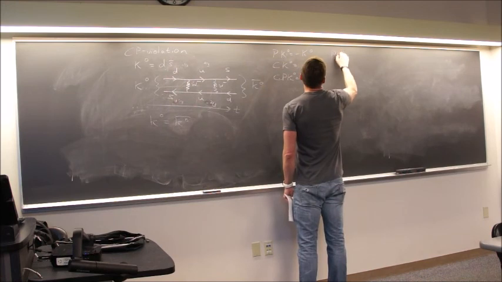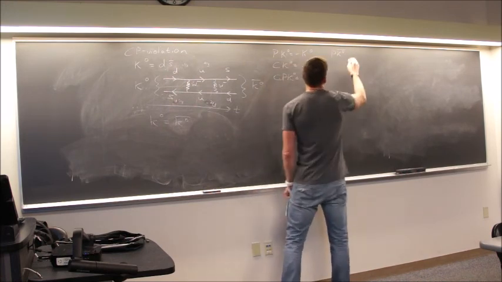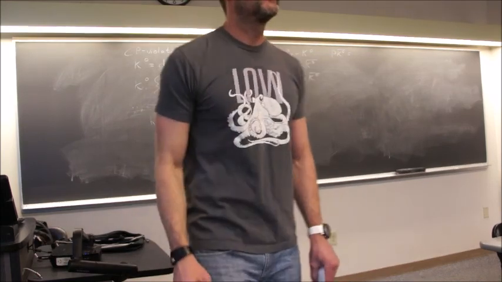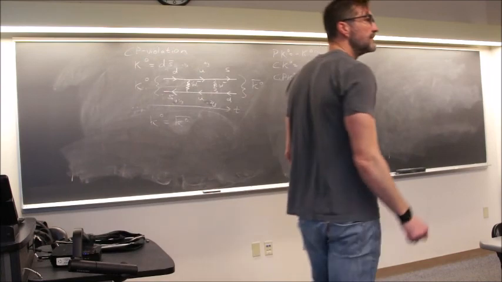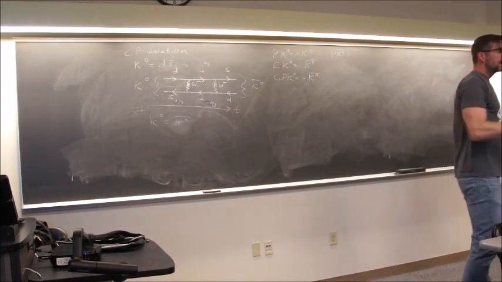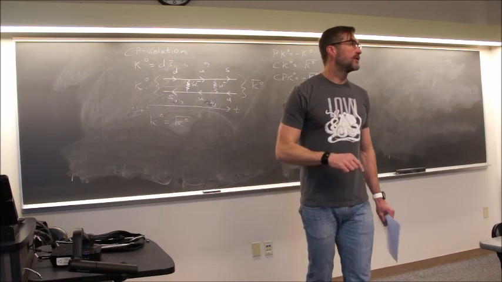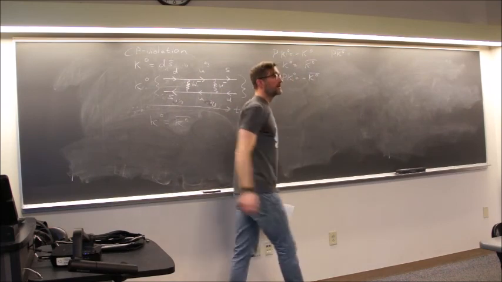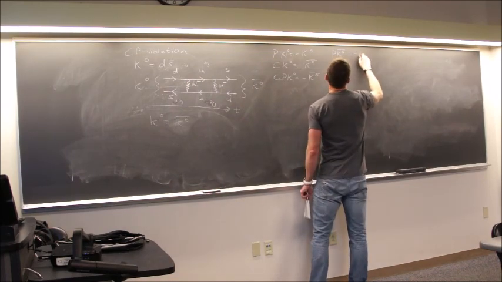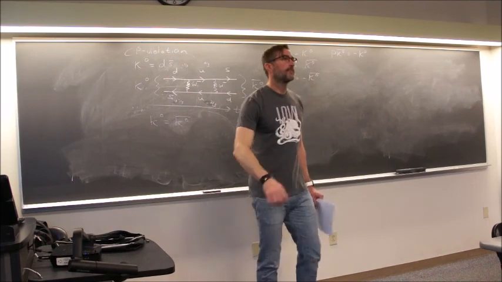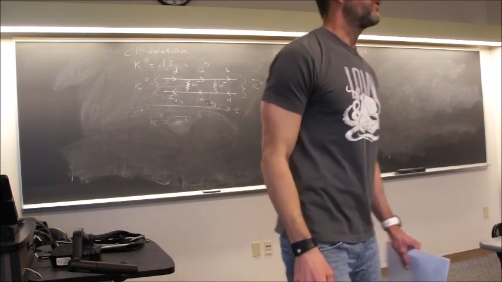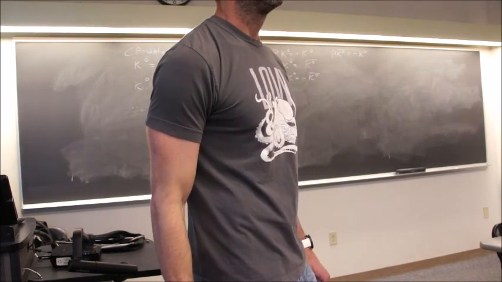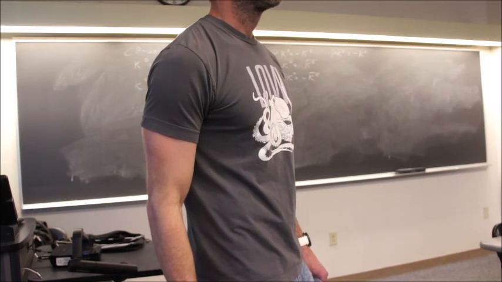Now, if I do a parity transformation on K0 bar, what must I get? Why? It's also a pseudoscalar meson, but if I did not tell you that it was a pseudoscalar meson and I told you this, how could you determine that it would also have a minus? Well, we said that CP K0 is equal to minus K0 bar. You can commute C and P.